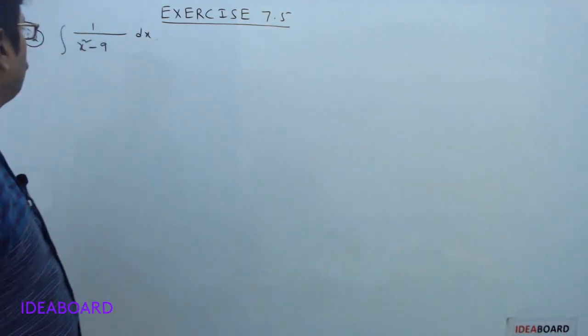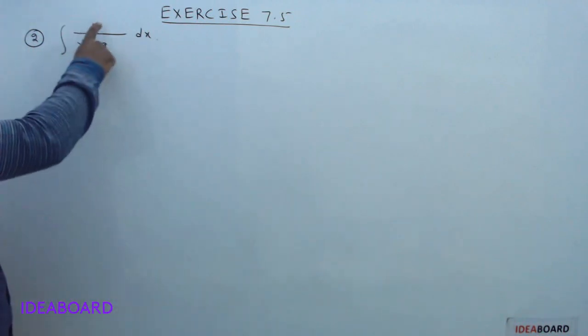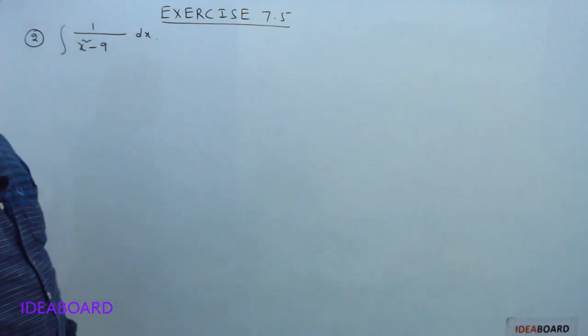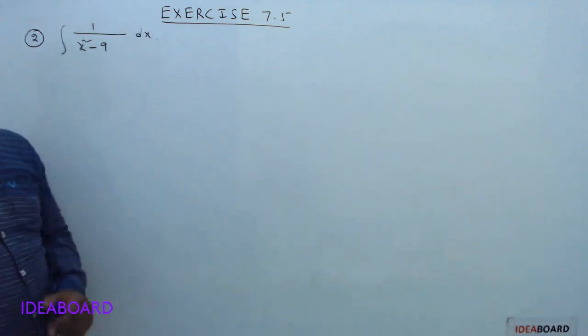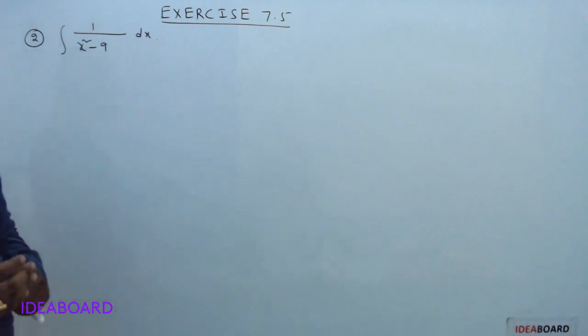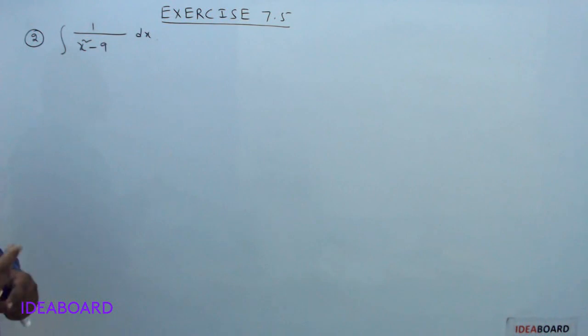Now come to the second problem. Integral 1 divided by x square minus 9 dx. Here you can solve this problem in two methods. First method is by using the concept of partial fractions. Second method is with the help of the formula. Now we will discuss both the methods.